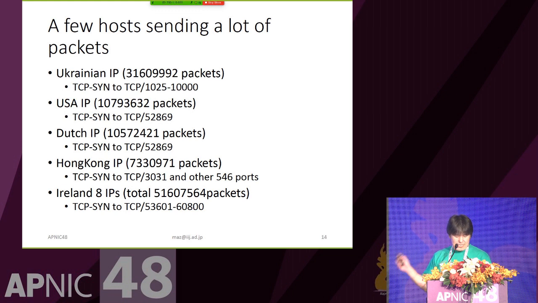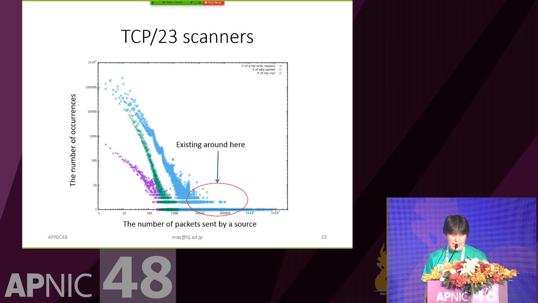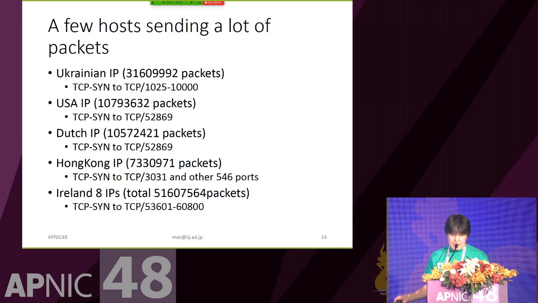So they decided to scan only 500 ports per host. Ireland IP, they have 8 hosts combined to scan our whole network. They are trying to scan high ports like 60,000 or 50,000 port numbers, right? But the top or the most major destination was port 23. But those top talkers are not scanning port 23, right?